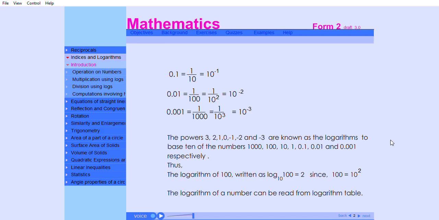The powers 3, 2, 1, 0, negative 1, negative 2, and negative 3 of the numbers 1000, 100, 10, 1, 0.1, 0.01, and 0.001 respectively are known as their logarithms. The logarithm of 100 written as log 100 is equal to 2 since 100 is equal to 10 to the power of 2. The logarithm of a number can be read from logarithm table.